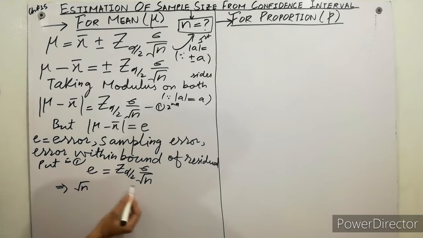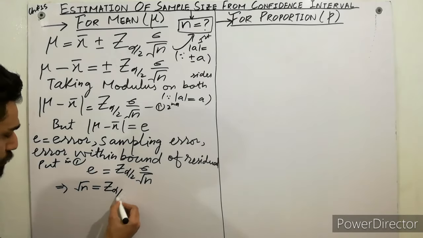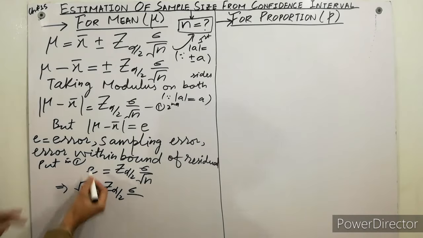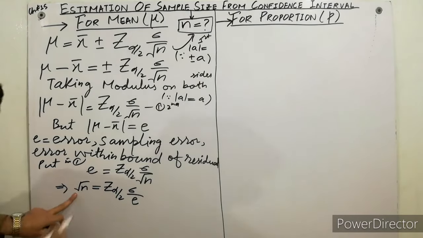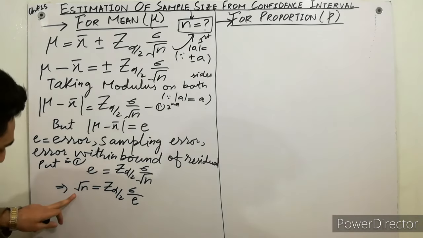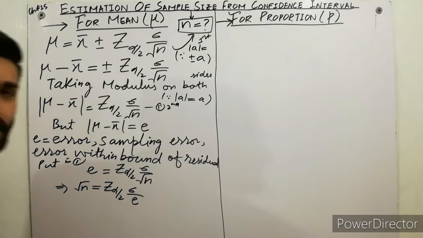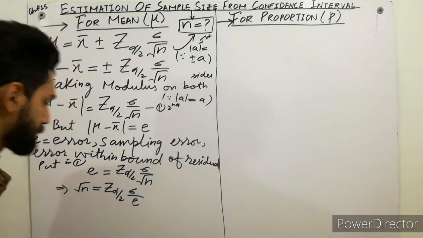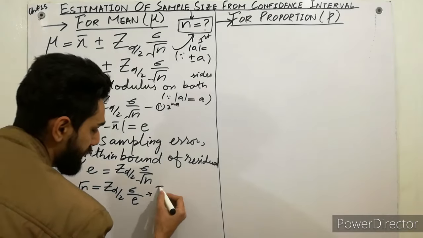Square root of n, just like the left hand side, is equal to Z alpha by 2 sigma divided by E on the right hand side. But that square root is creating the problem, so I will remove it. That's simply taking the square root of both sides.